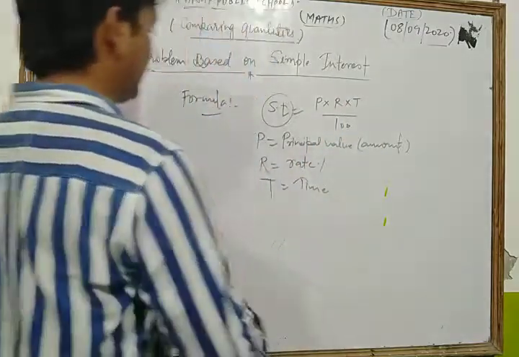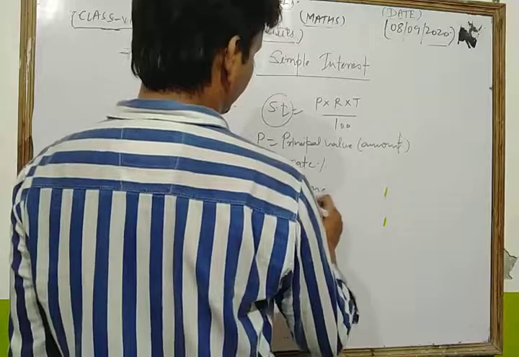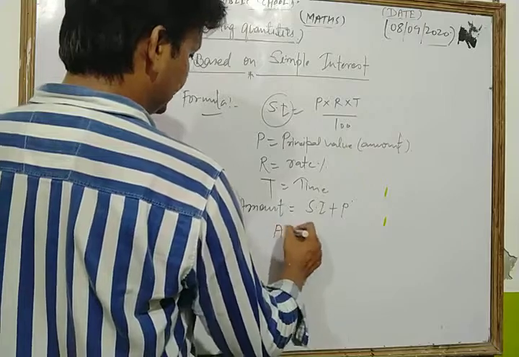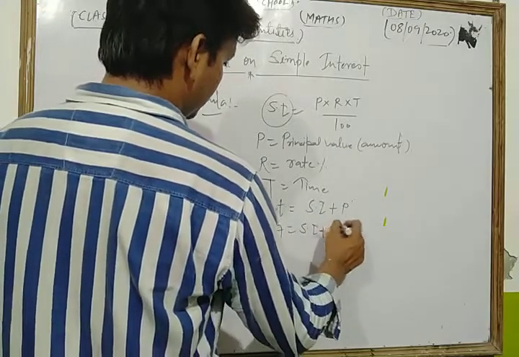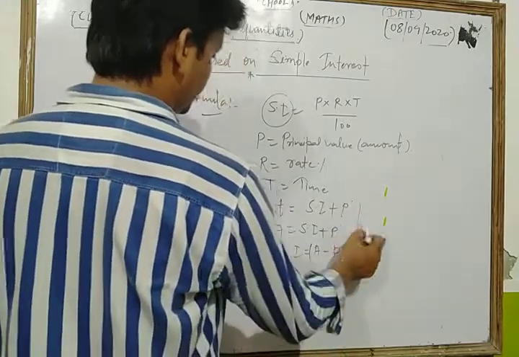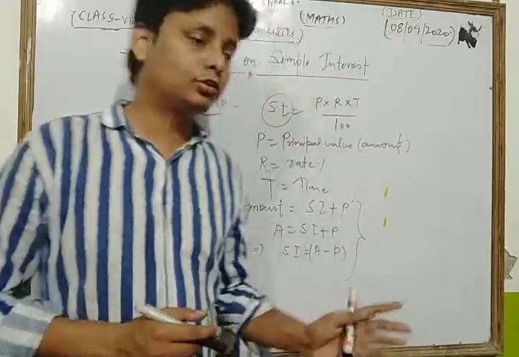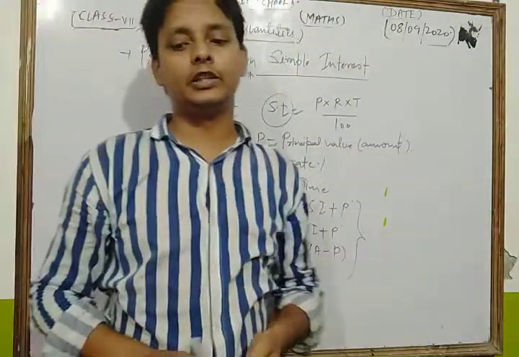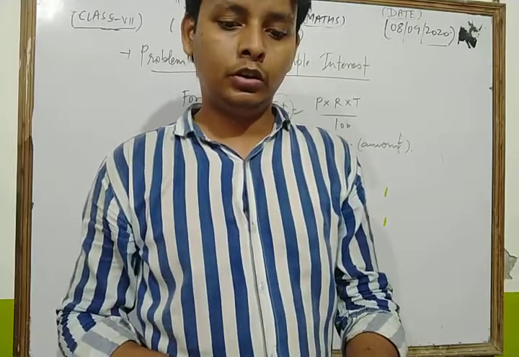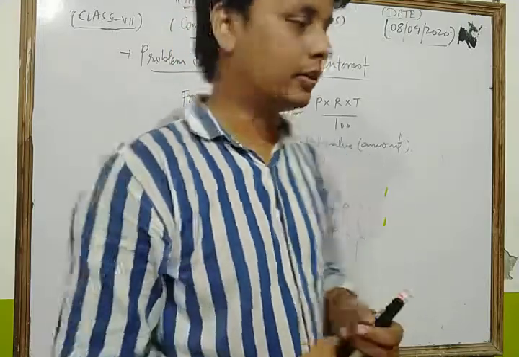The next formula is for amount. Amount, denoted by the letter A, is equal to simple interest plus principal. In this way we can say that simple interest is equal to the amount minus principal. Dear students, here there are two important formulas related to the topic of simple interest. Now we solve some questions based on simple interest.